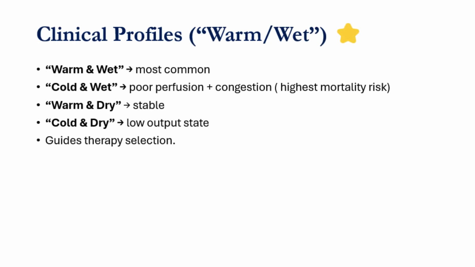Acute heart failure patients are categorized according to perfusion and congestion status. Warm and wet patients are congested but adequately perfused and represent the most common presentation. Cold and wet patients have both congestion and poor perfusion, carrying the highest mortality risk. Warm and dry patients are stable, while cold and dry patients have low output states without significant congestion. These profiles help guide therapeutic decisions.